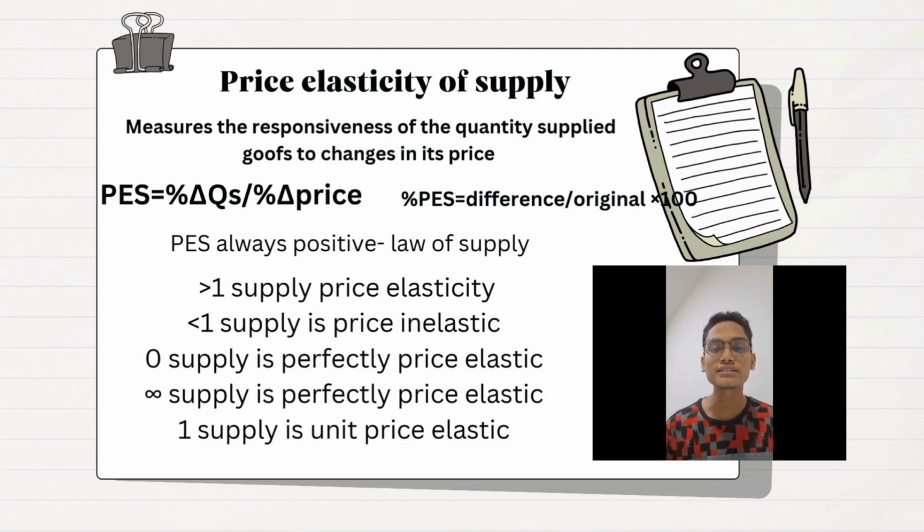The third one is PES equal to 0. Supply is perfectly price inelastic. The fourth one is PES equal to infinity, so supply is perfectly price elastic. The last one is PES equal to 1, which means that supply is unit price elastic.